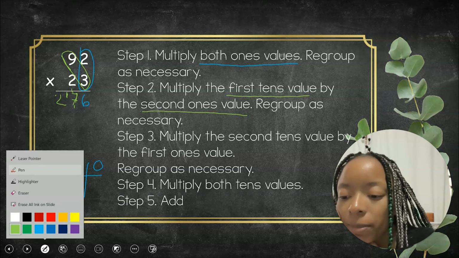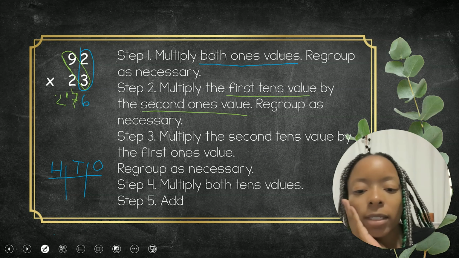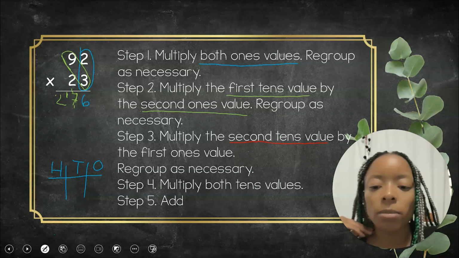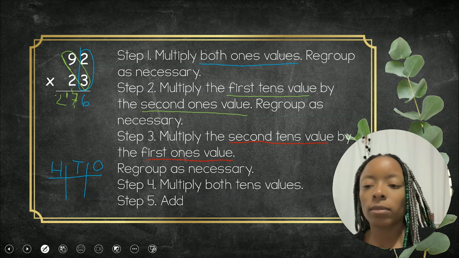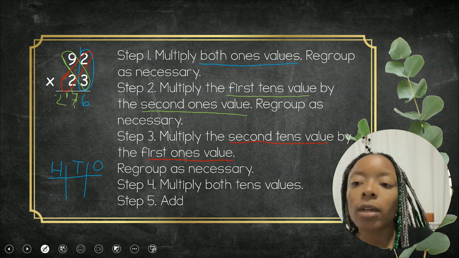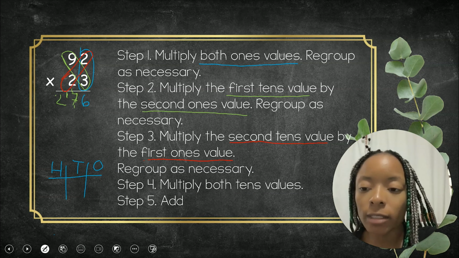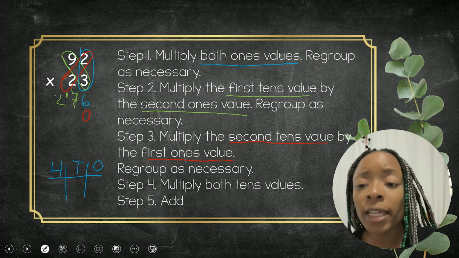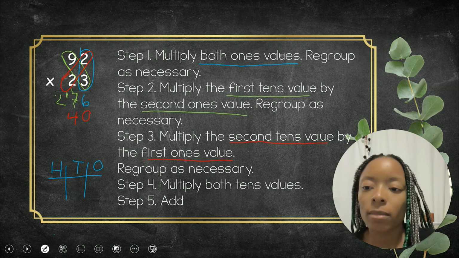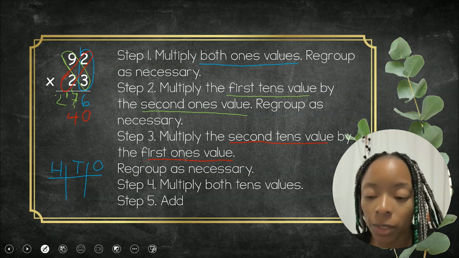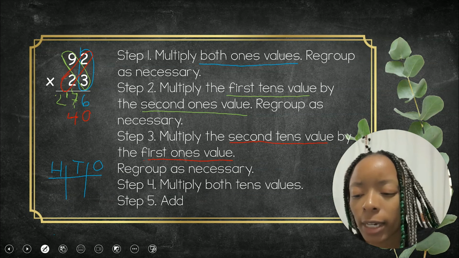Step 3 says to multiply the second tens value by the first ones value. So second tens value, first ones value. Since we're now working with the tens, we can go ahead and put a 0 in our ones place and then multiply. 2 times 2 is 4. And we have a one-digit number again, so we don't need to regroup. We can just go on to our next step.